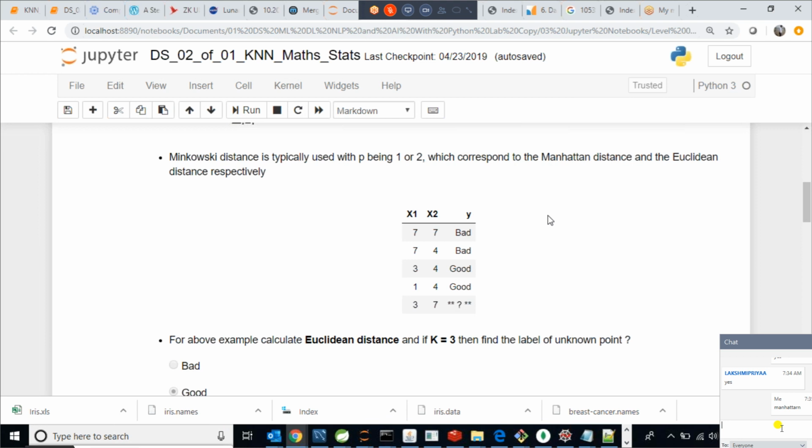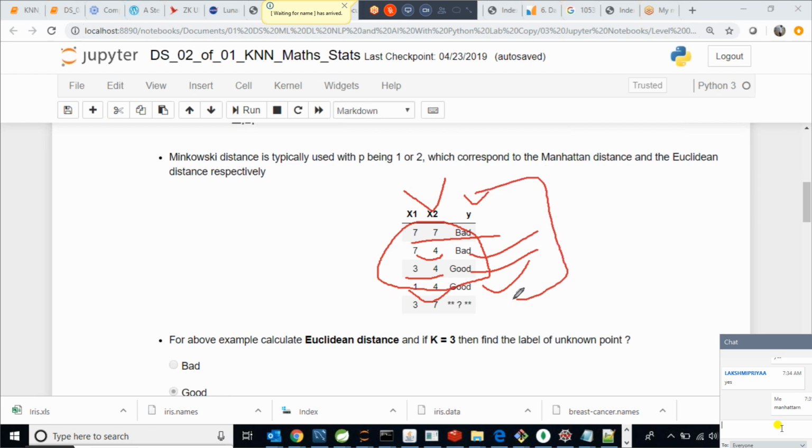Before describing the KNN algorithm, I want to describe first how we can calculate this missing value. Let's suppose I trained you on this data, according to my past experience. If the input is 7 7, the output is bad. If the input is 7 4, the output is bad. If the input is 3 4, the output is good. If the input is 1 4, the output is good.